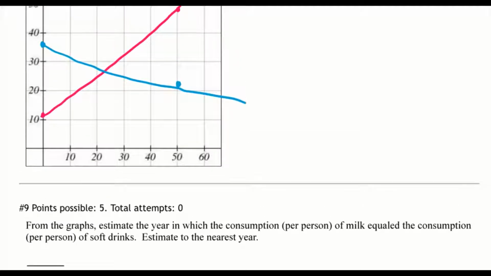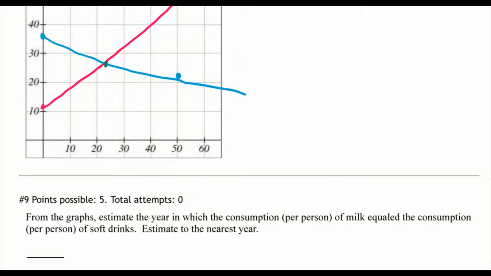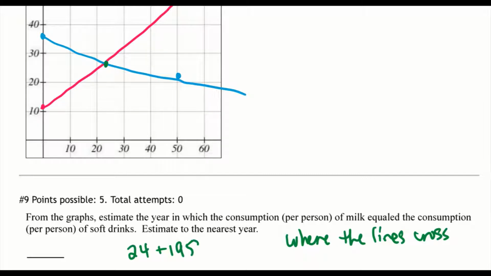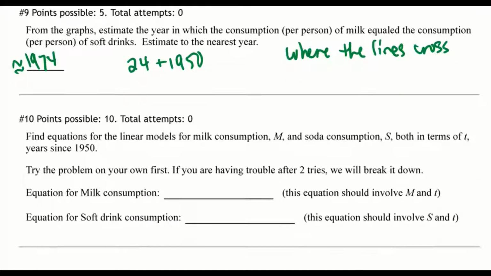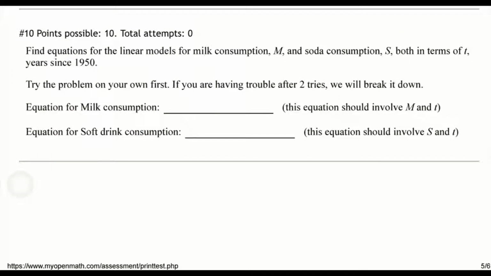From the graphs, we need to estimate when they were about the same. That'd be when they cross. So I'm looking at that. That's about 24. So the year would be adding 24 to 50, so about 1974 is my estimate. Yours might be different, but it should be in that ballpark.